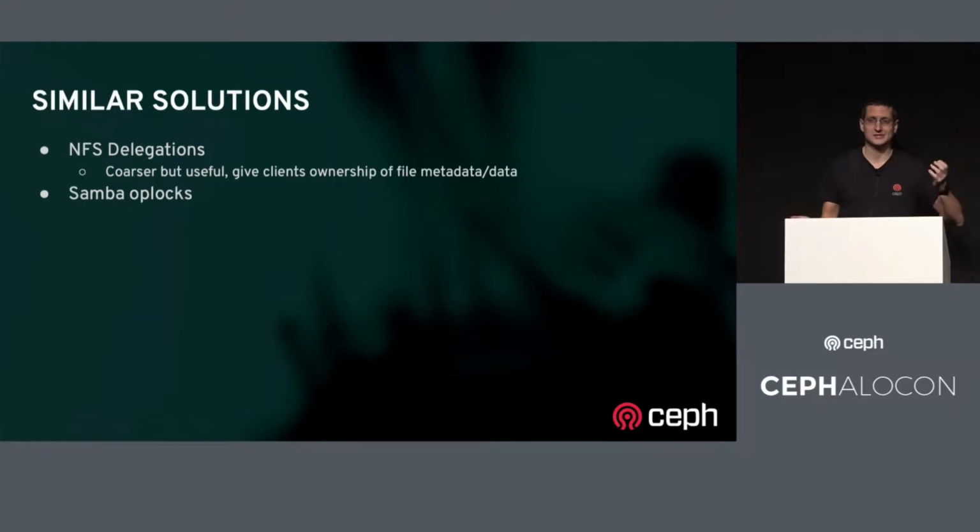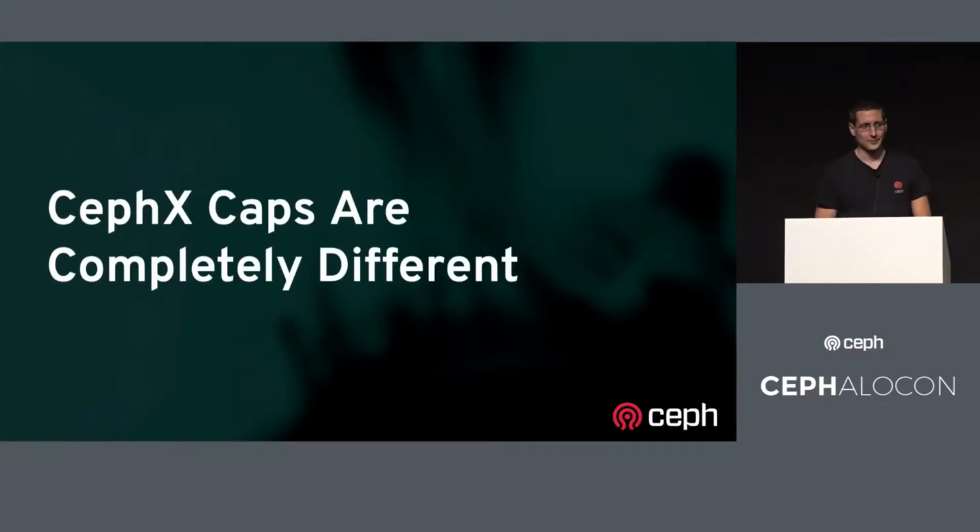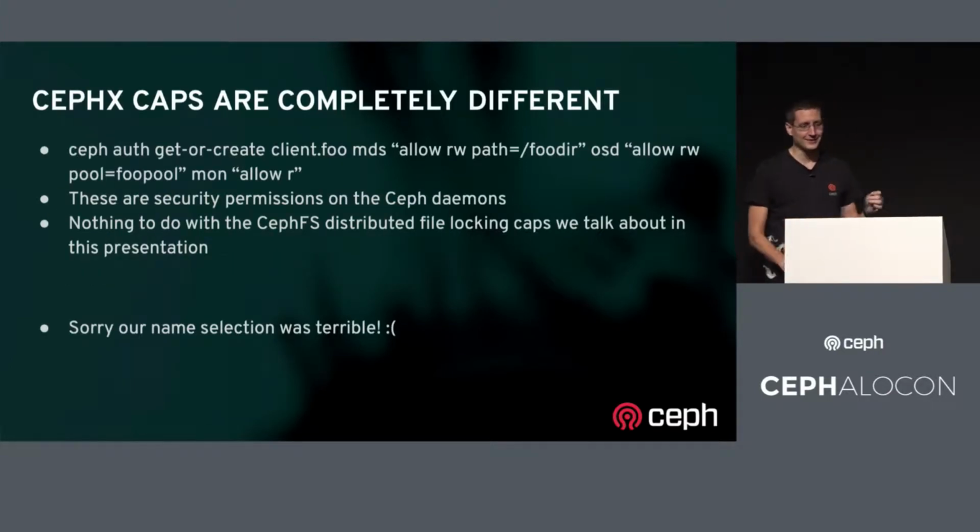There are similar solutions out in the wild, tons and tons of proprietary products and open source protocols. NFS delegations are coarser. You tend to get a read and a write on basically an entire file, but it allows the client to maintain ownership. And the Samba oplocks, I haven't spent a great deal of time studying, but are pretty close to what we do.